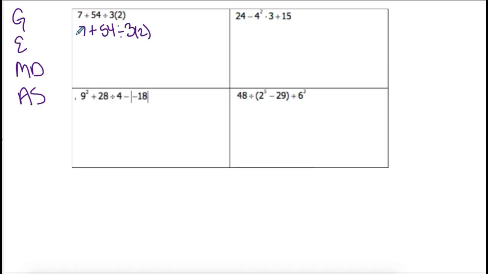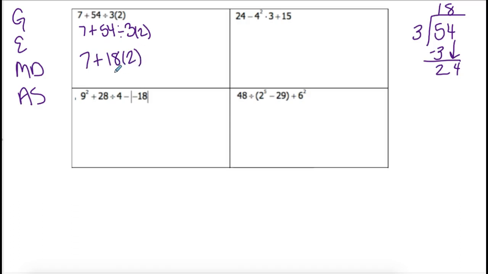So 54 divided by 3. If I do 54 divided by 3, 3 goes into 5 one time. I have 2 leftovers. I bring down my 4. 3 goes into 24 8 times. That gives me 7 plus 18 times 2. 18 times 2 is 36, so I get 7 plus 36, which is 43.